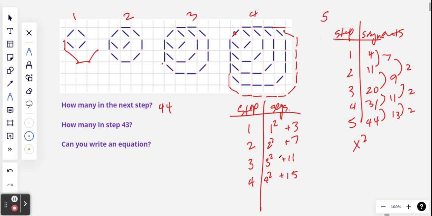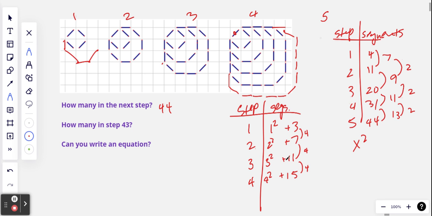Now, we're going to look at the leftovers. We're building an equation here, and we've already got our x squared, our step number squared. How do we express this leftover part? Well, we're going to analyze it the same way we would our original numbers from the pattern. So let's take the differences. 7 minus 3 is 4, 11 minus 7 is 4, and 15 minus 11 is 4. So we're getting a constant.